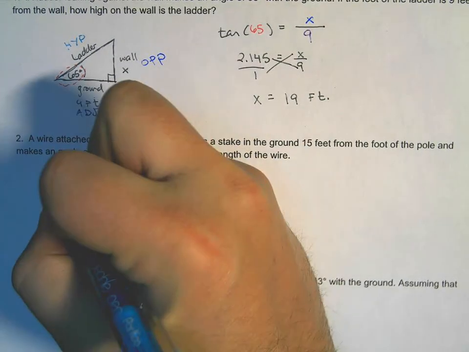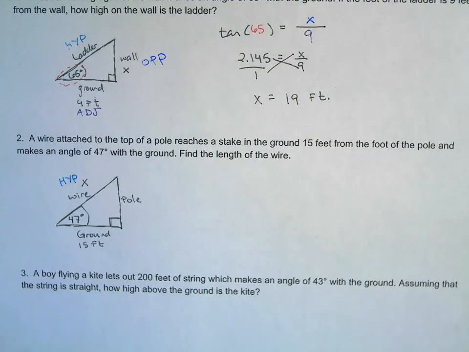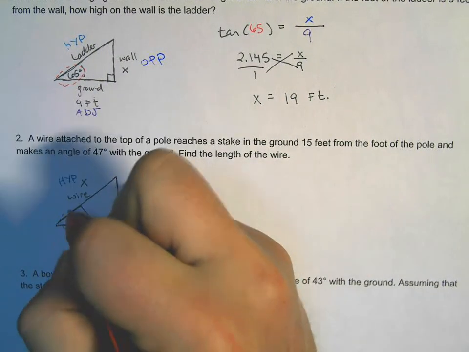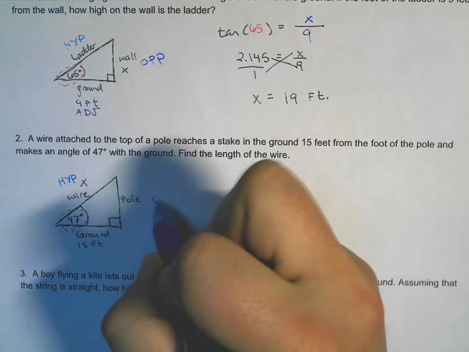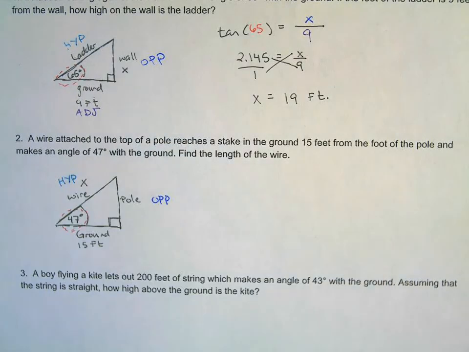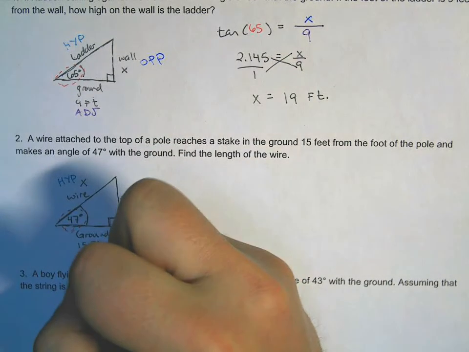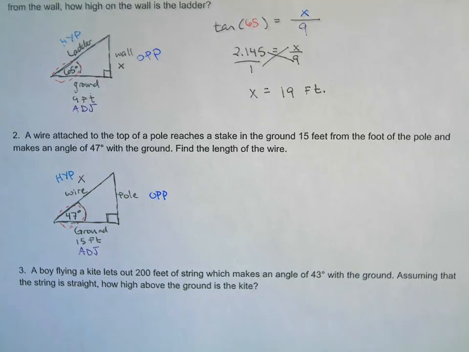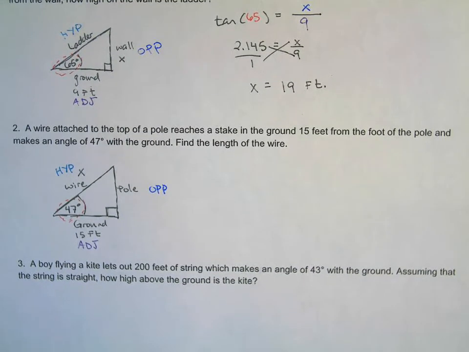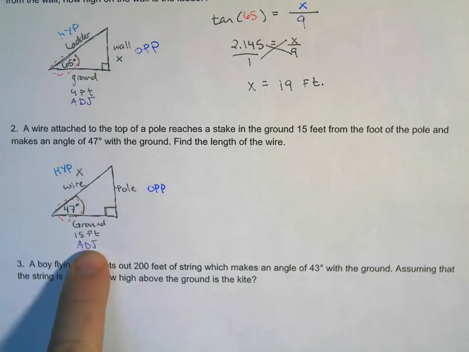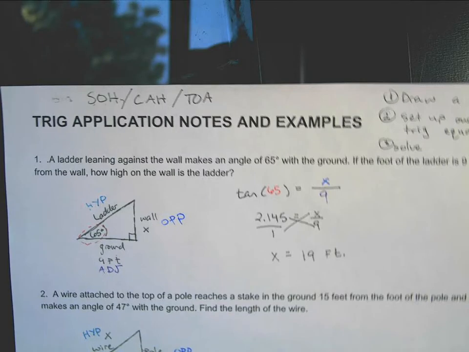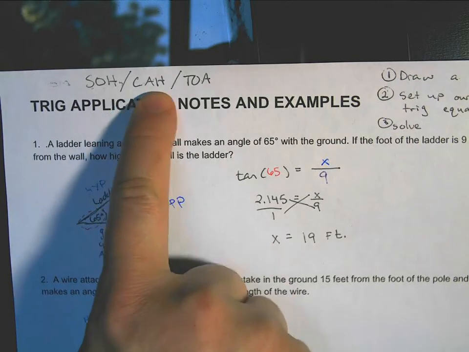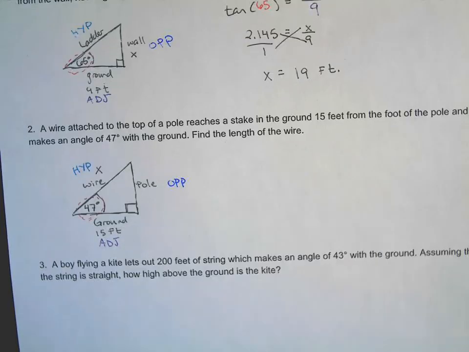So I got my hypotenuse, always across from the right angle. I've got my angle of focus down here. Opposite will be over here on the pole. The pole is opposite my angle, and the ground is adjacent my angle. So it looks like I have an adjacent side, and I'm looking for the hypotenuse, so we want to find something that uses adjacent and hypotenuse. Adjacent and hypotenuse, so A and H, that's going to be cosine.